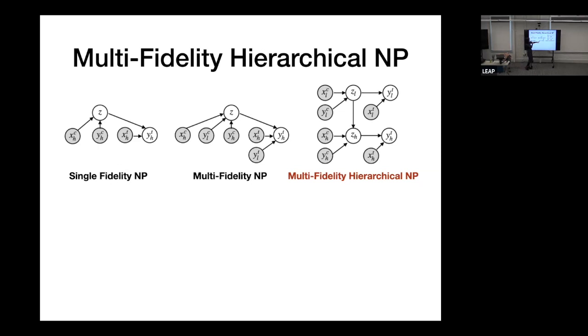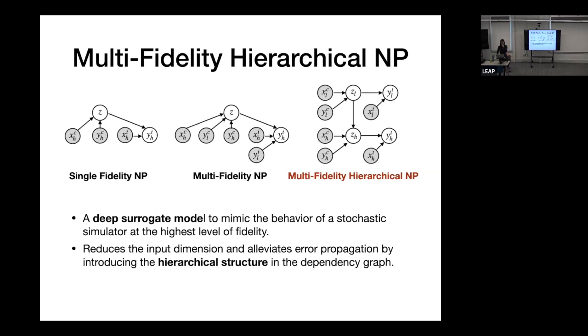And then there is an extension of the single fidelity neural process called multi-fidelity neural process. This idea is to simply concatenate the new higher fidelity data together with lower fidelity data to infer the latent variable Z. But this way doesn't have any information sharing from low fidelity to high fidelity.